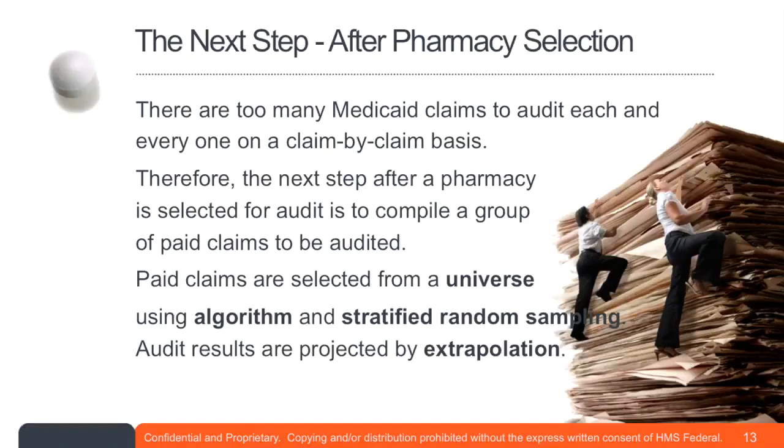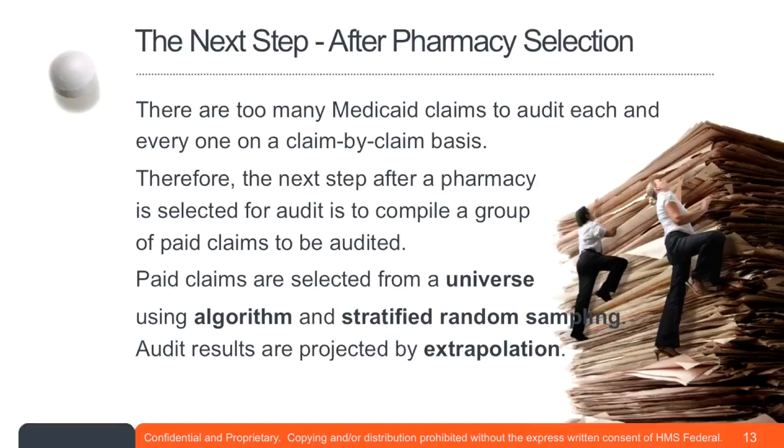So what we do is we take the universe of claims. The universe would be all of the Medicaid claims that were paid in the 2-year time frame. And let's just say that that is 200,000 claims. So our universe is 200,000 claims, and then we use an algorithm and stratified random sampling to narrow that 200,000 claims down to a more manageable amount, which is usually 200 or 250 claims that we actually look at. And then once we do the auditing and we have results, those results are projected by extrapolation.